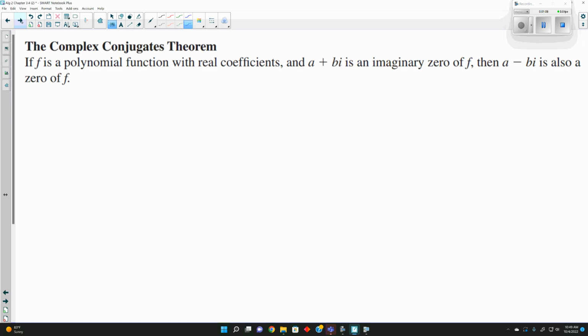So now, the first thing we're looking at today is complex conjugates. If a function has real coefficients and a plus bi is a solution, then a minus bi is too. Really what we're saying is that the complex conjugate of a plus bi is a minus bi, and the complex conjugate of a minus bi is a plus bi.